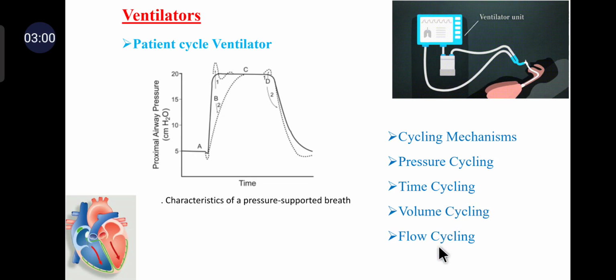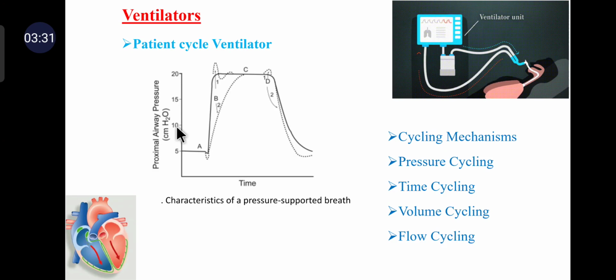When you go for flow cycling, compared with the other terms, flow cycling has received the most attention and has been the subject of numerous clinical investigations. We will explain flow cycling with the help of this diagram. On the x-axis we have time, and on the y-axis proximal airway pressure. This is a characteristic of a pressure supported breath.